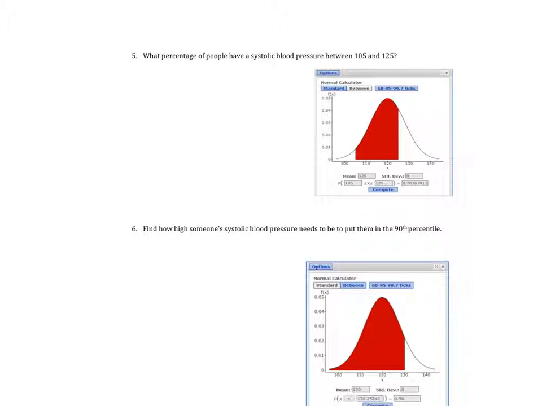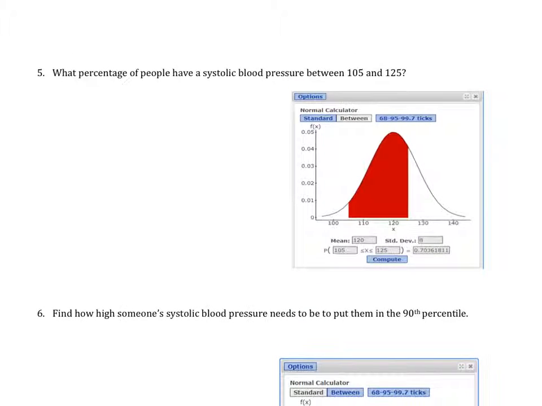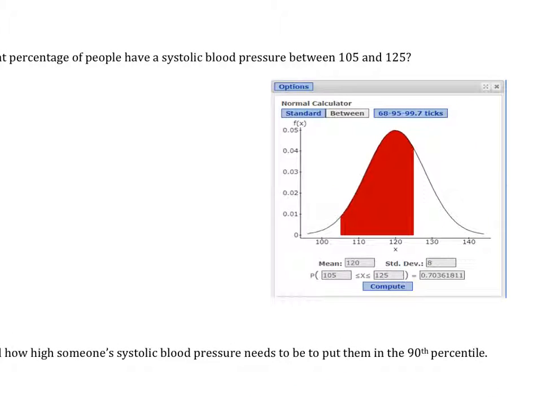Okay, so now we want to find the percentage of people that have a systolic blood pressure between 105 and 125. Again, in this problem we're just going to use the StatCalc normal applet to help us do the calculation. When you open this window up, make sure to select between, since we're interested in finding area between two numbers.